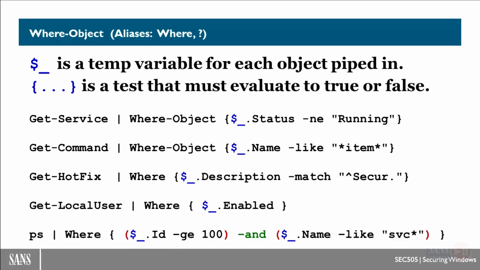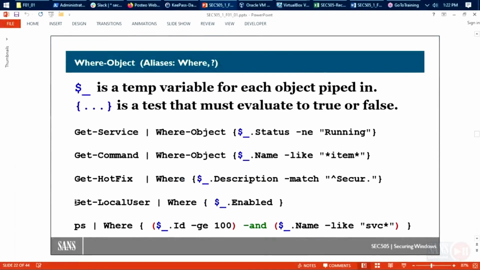Again, inside the squirrely braces, we just need something that outputs true or false. Normally, we're performing some kind of comparison, like not equal, like, match, less than, something like this. But sometimes the objects that you pipe in have a property, and that property only contains true or false. For example, if you run Get-LocalUser on a machine that's not a domain controller, that outputs local user account objects. Well, user account objects have an enabled property. If the account is enabled, the enabled property is set to true. If the account is disabled, well, then the enabled property is set to false.